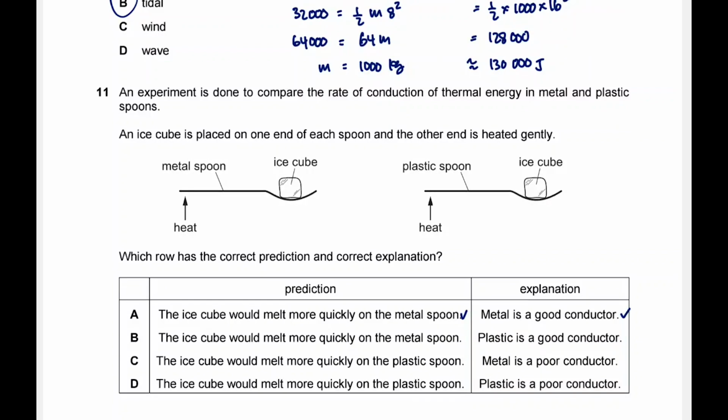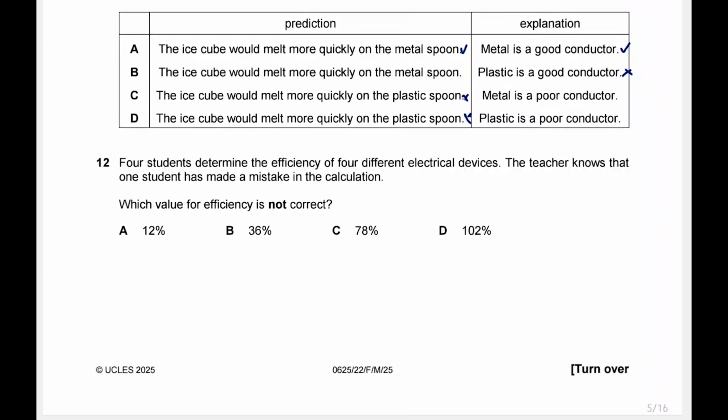Yes. So apparently the answer is A, but let us check the other options also. B, the ice cube would melt more quickly on the metal spoon, because plastic is a good conductor. No. And then C and D on the plastic spoon. No.